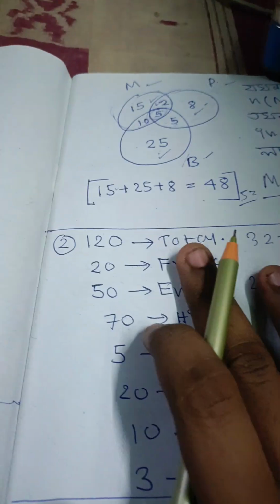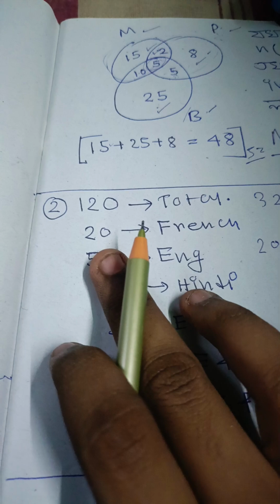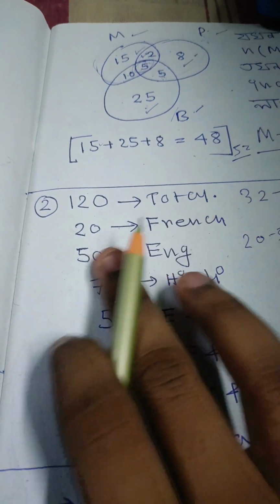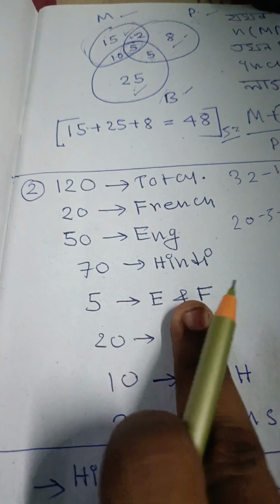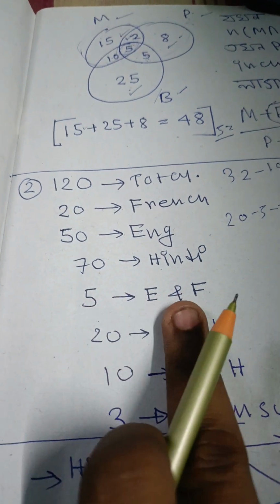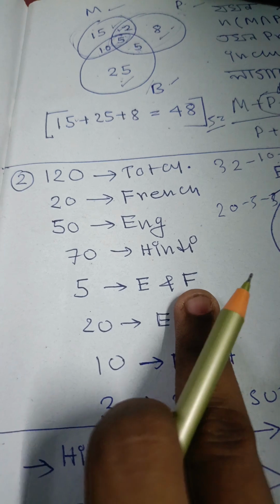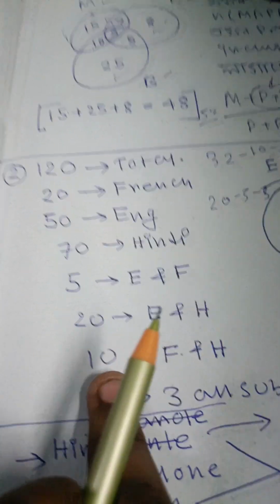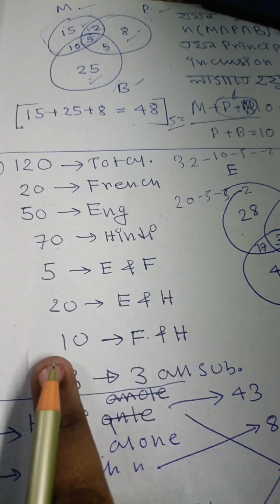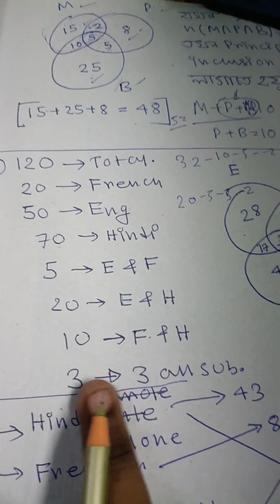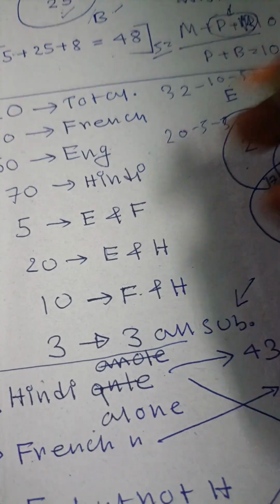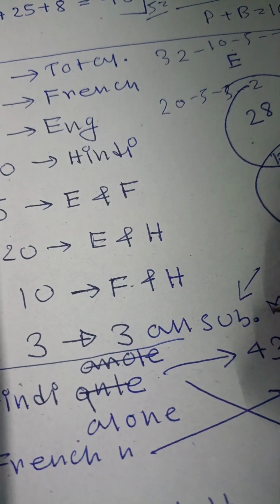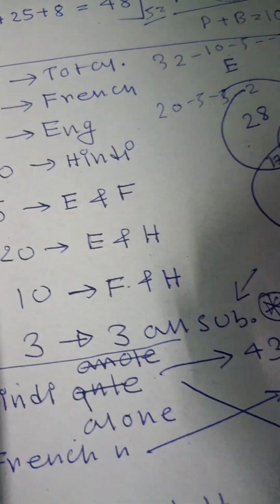Let's suppose another question: there are 120 persons in a room, in which 20 students know French, 50 English, 70 Hindi, and 5 persons know English and French. English and Hindi are 20, French and Hindi are 10, and students who know all three subjects are 3. It is very important. It is now given in the question.